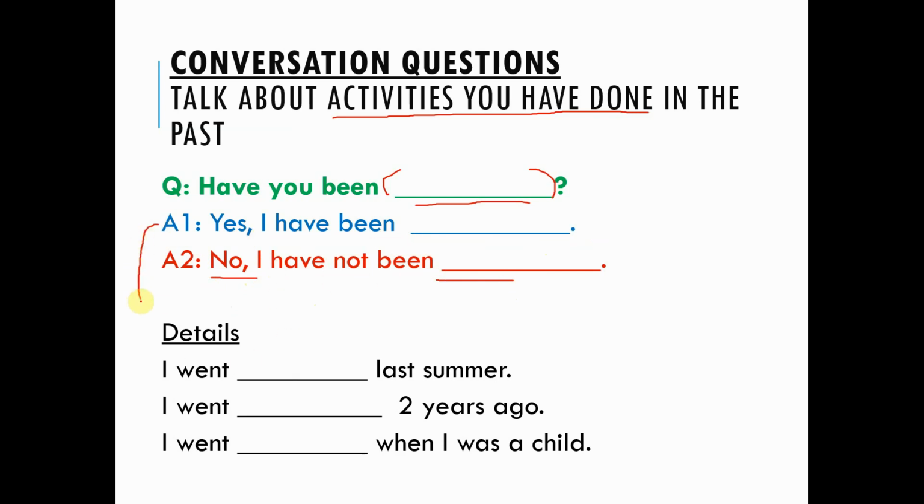All right, and if yes, you want to come down here and connect details. Details are very important when we're having a conversation. It makes the conversation better. It makes the conversation flow more naturally. So for example, have you been snorkeling? Yes, I have been snorkeling. I went snorkeling last summer, right? So you fill in those details. When did you go exactly? Last summer, 2 years ago, when I was a child. It gives more information and it makes the conversation more interesting.